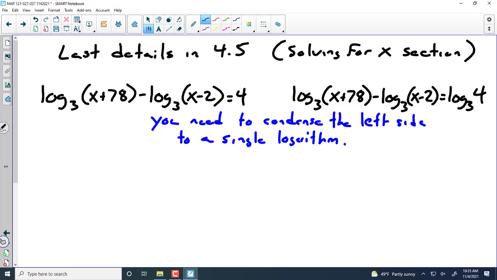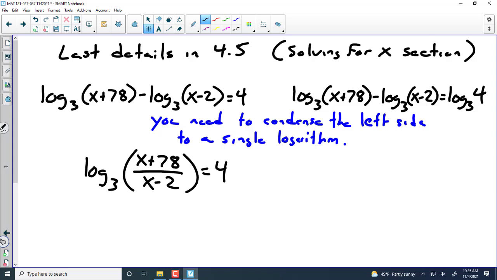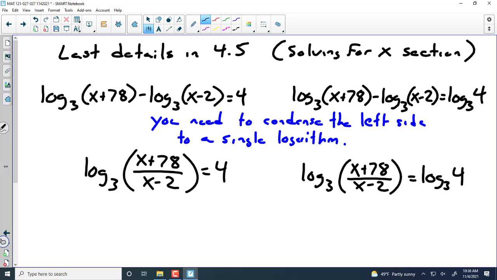So that's going to be the quotient rule. So this is going to become log base 3 of x plus 78 over x minus 2 equals 4, and log base 3 of x plus 78 over x minus 2 equals log base 3 of 4. Either way, you need to do that condensing, because if you're going to try and solve for x, you're not allowed to have more than one logarithm on one side of the equation. But when you get to this point in the problem, it varies the way you finish it.